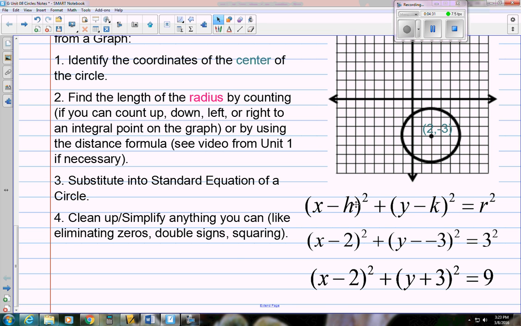So we have x minus h. H is the x coordinate, so that's why I put the 2 there, plus y minus k, which again should be -4, so imagine this is a -4, equals our radius, which is the center to any point on the circle, is 3. So I plugged in a 3. And then the last step would be to just clean everything up. So if I have any double signs like I have here, if I have any zeros, which I do not in this case, and then squaring anything that I can, gives me x minus 2 squared plus y plus 3 squared because of the double negatives equals 3 squared, which is 9.